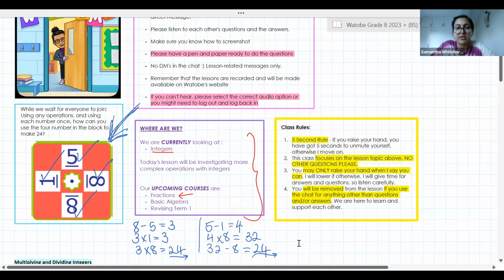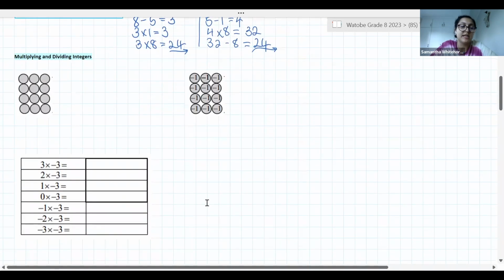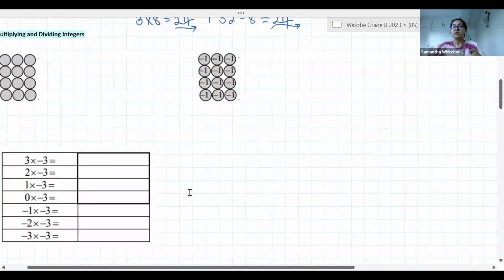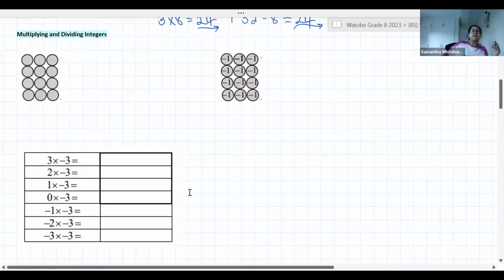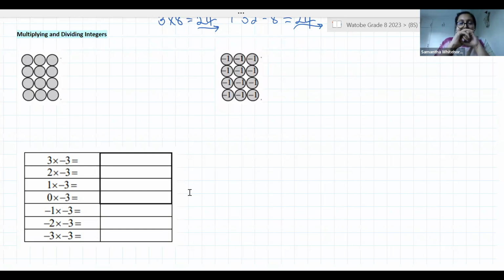Right, guys, so let's jump into our lesson. What we're going to chat about today is multiplication and division of integers. Now, this first little bit, don't stress. You don't even have to take a screenshot if you don't want to. It's more just an explanation of what we're going to be dealing with. But once we start with the examples, that's where you need to be writing things down.